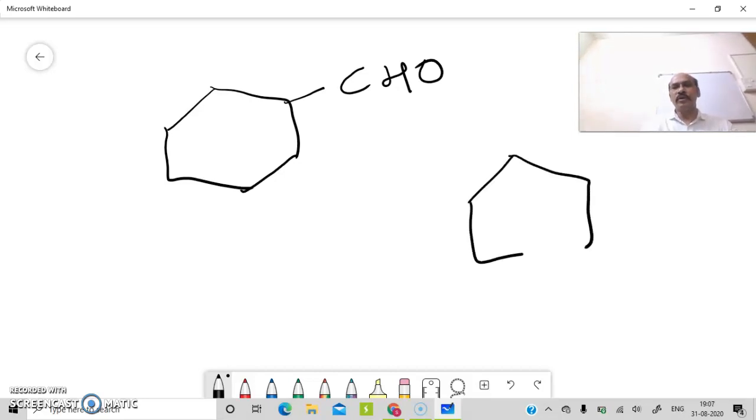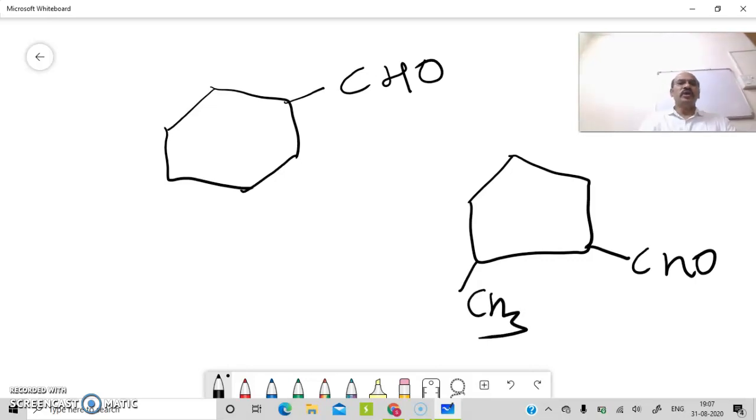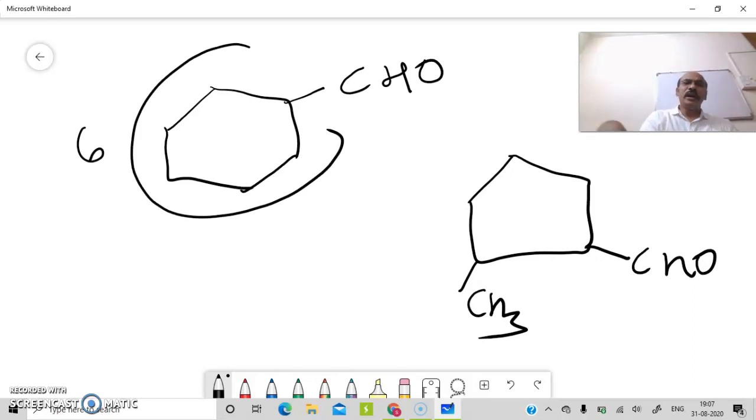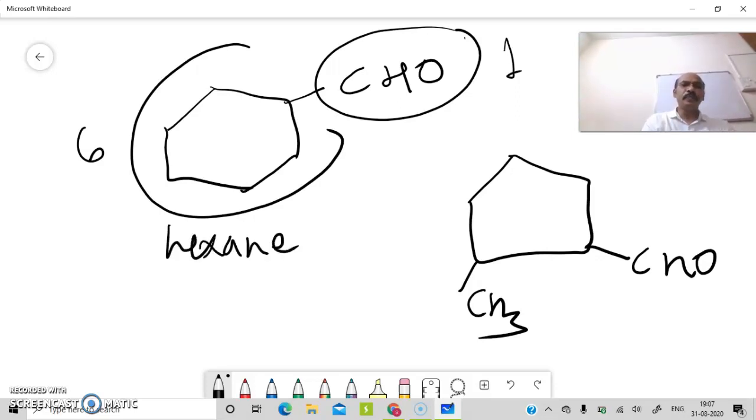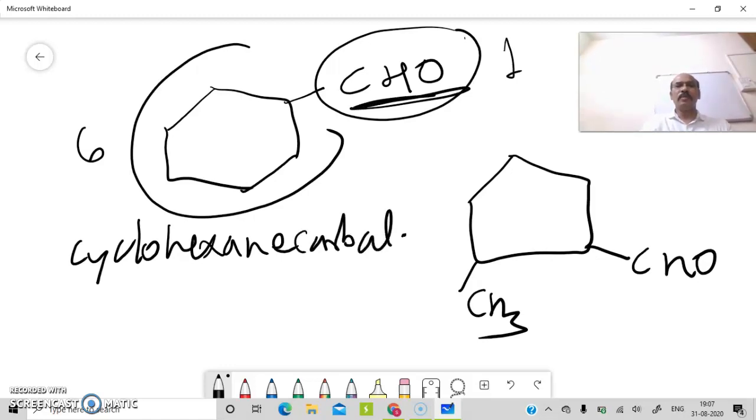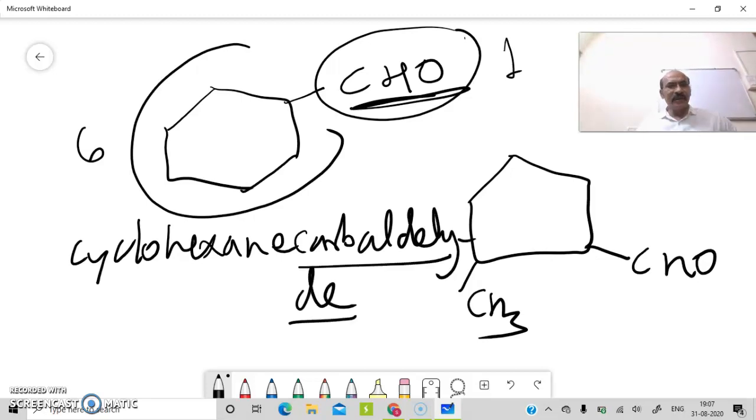Then come to the next class, alicyclic aldehydes, meaning molecules with no aromatic character. Okay, CHO, here I am writing methyl, suppose. Here total carbons are 6 and this one is 7, but for the name, the parent alkane you have to consider is of 6 carbons, and that is hexane. But the structure is not open chain, so you have to mention it as cyclohexane. And for this CHO you have to write carbaldehyde. So the suffix will be carbaldehyde for alicyclic aldehydes.